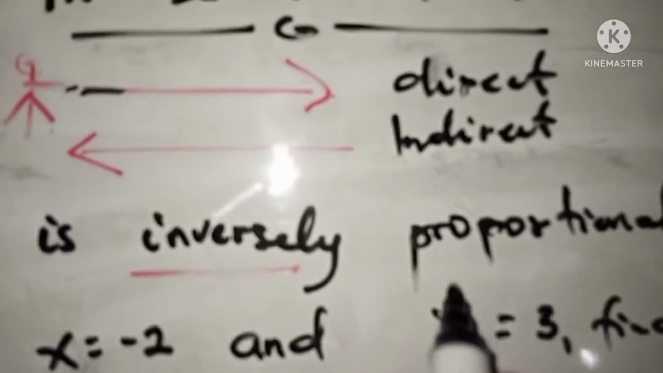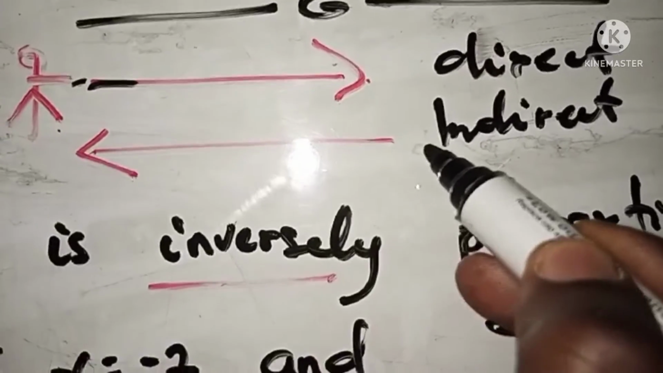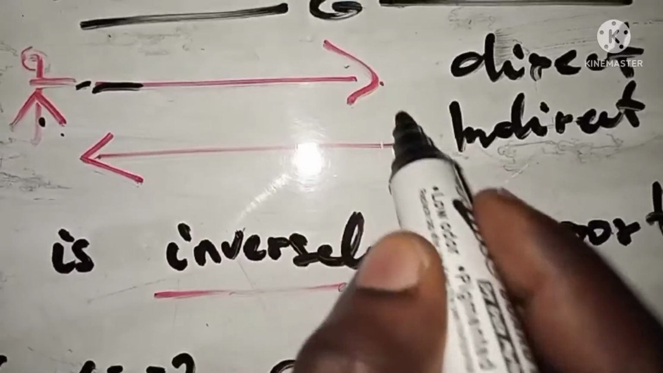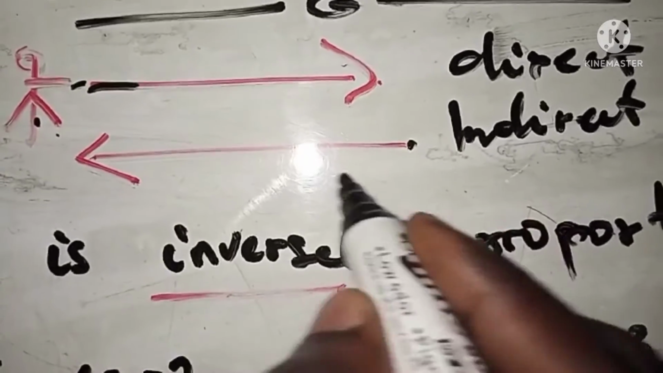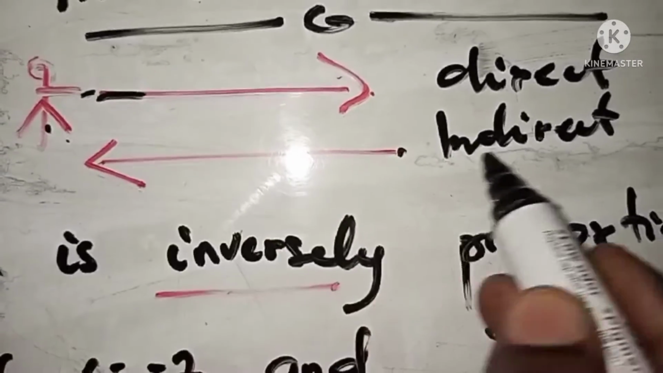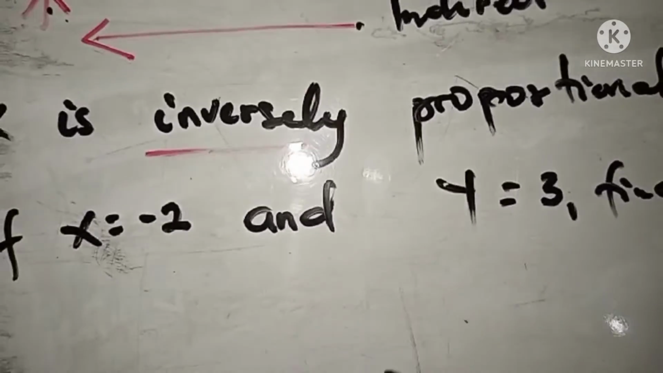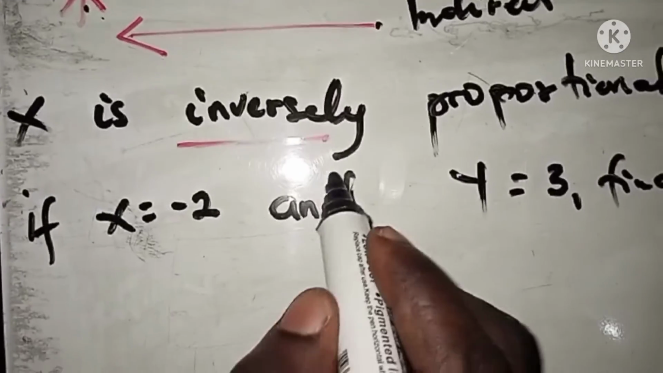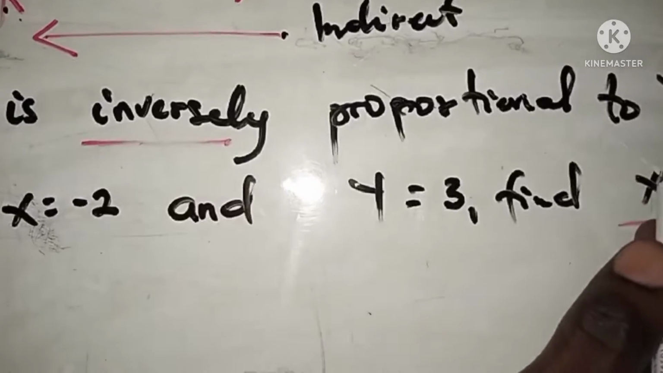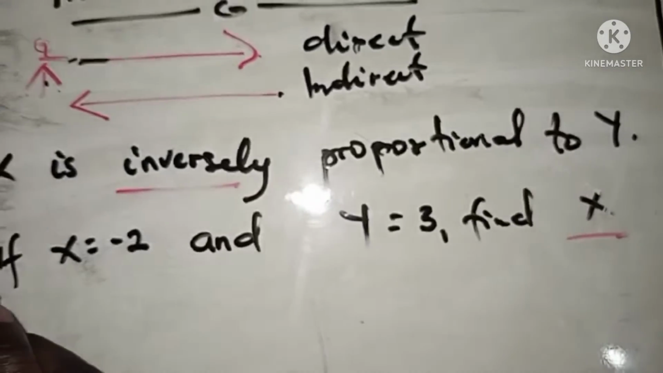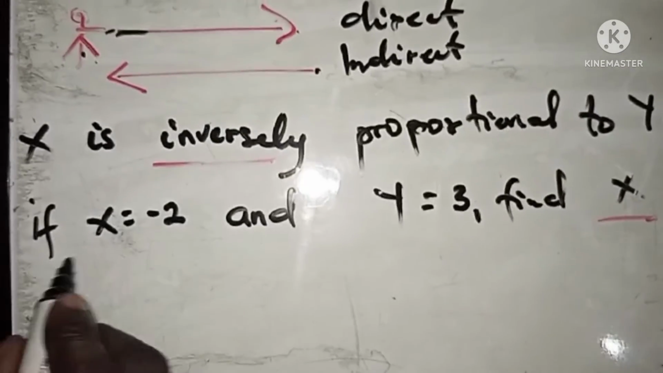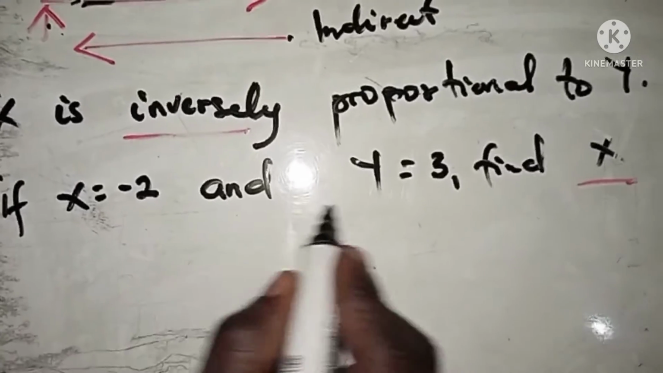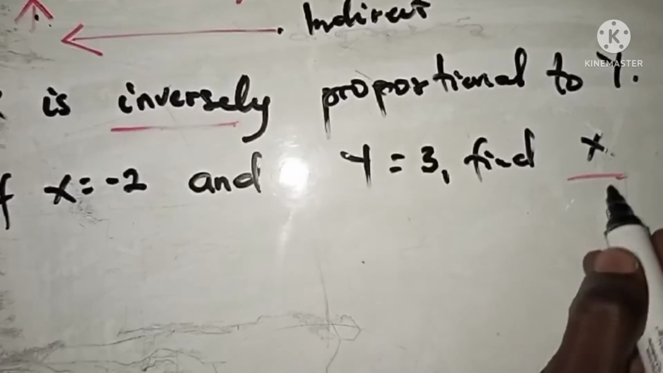So in this video, we are going to focus on the inverse. So maybe let's say you move from here to school and then from school to the house. So from the school to the house is the inverse direction or indirect direction. So here we are having s inversely proportional to y. So one of the questions says s is inversely proportional to y. If x is equal to -2 and then we had y to be equal to 3 here, let's say you should find your x.